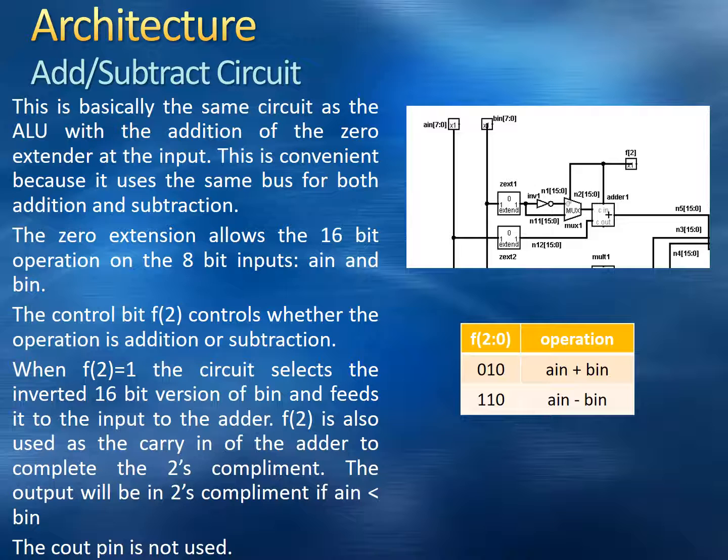The circuit uses the F2 control bit to decide if the operation is addition or subtraction. If it is a 1, the circuit will get the 2's complement of Bn and add it to An. The output will be in 2's complement if A is less than Bn.